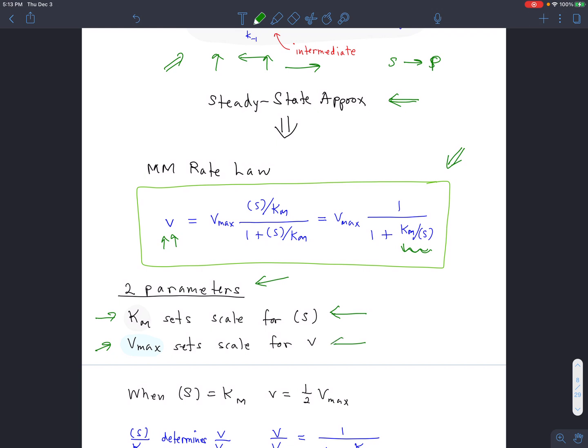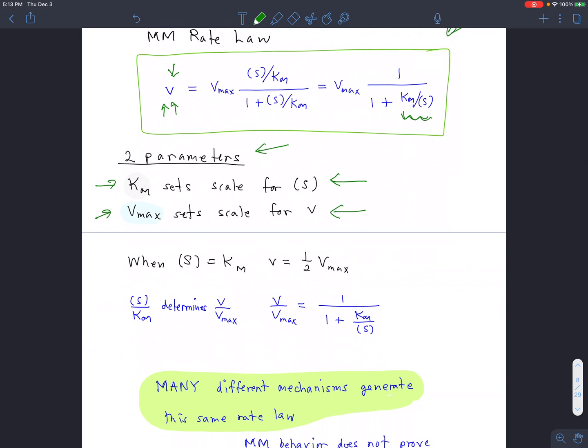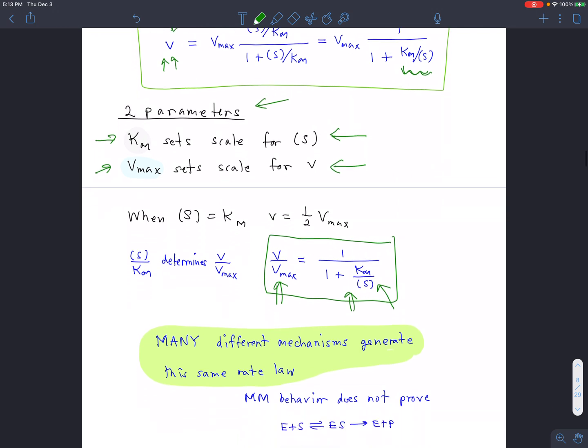Then Vmax does the same thing. It sets the scale for the velocity itself, right? If you wanted to, you could rewrite the Michaelis-Menten law in this way, which says that this rescaled velocity is a universal function in this rescaled substrate concentration. So the ratio of S to Km determines the ratio of V to Vmax.